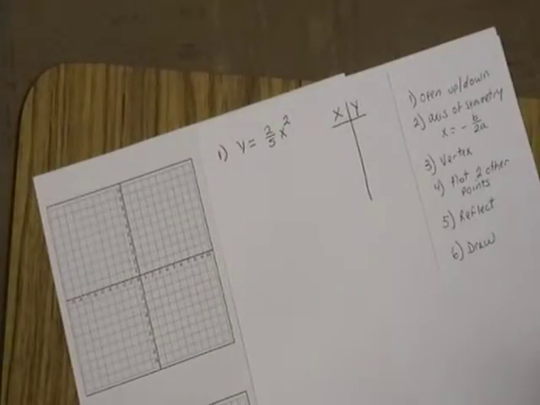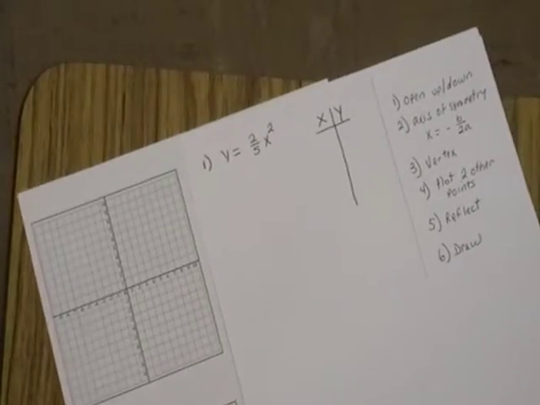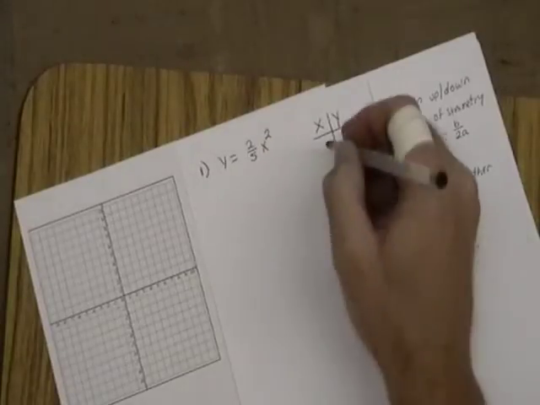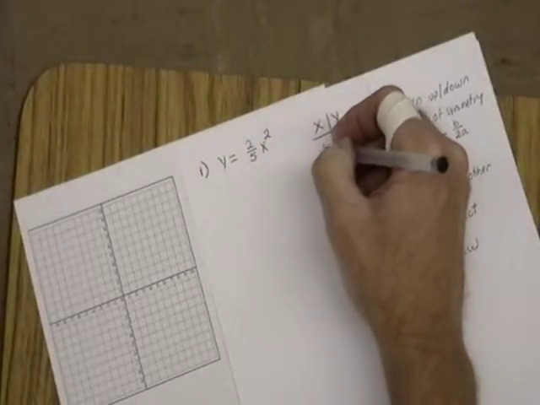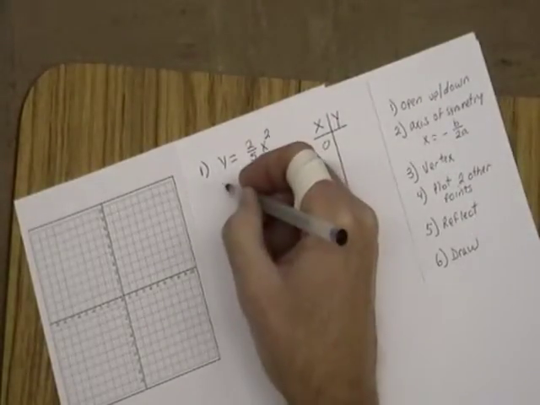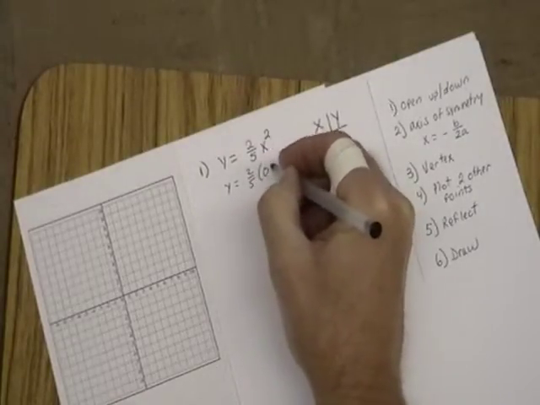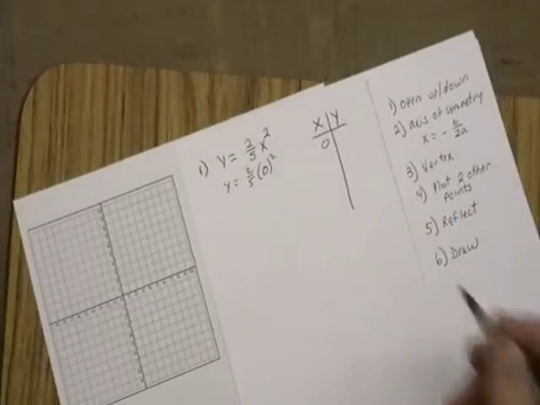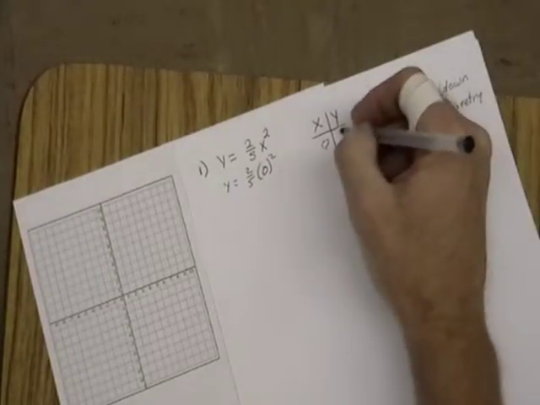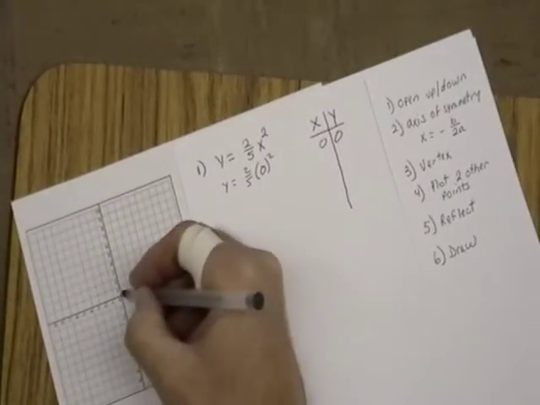And so to find the vertex, then we just need to substitute 0 in for x. And so y equals 2/5 times 0 squared is going to give us 0. So we know it goes to the origin.